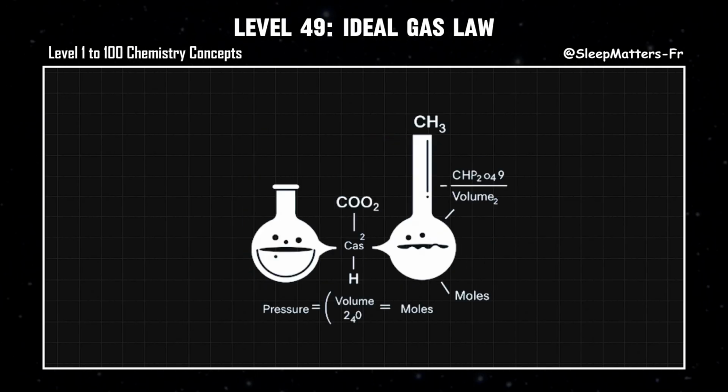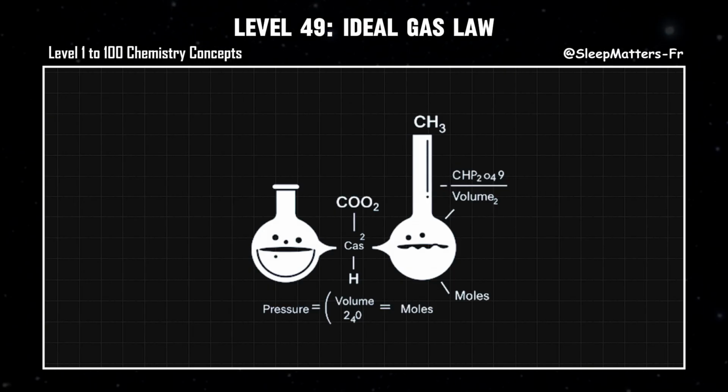Level 49, Ideal Gas Law. What if you were told that everything you feel is a balance of pressure, volume, and temperature? That every moment you live can be explained by one simple equation? That is the ideal gas law. It is a formula that connects four properties of a gas: pressure, volume, temperature, and the number of particles. PV equals nRT. Pressure times volume equals the number of particles times a constant times temperature. It looks like just an equation, but it is the secret to understanding how the world works.